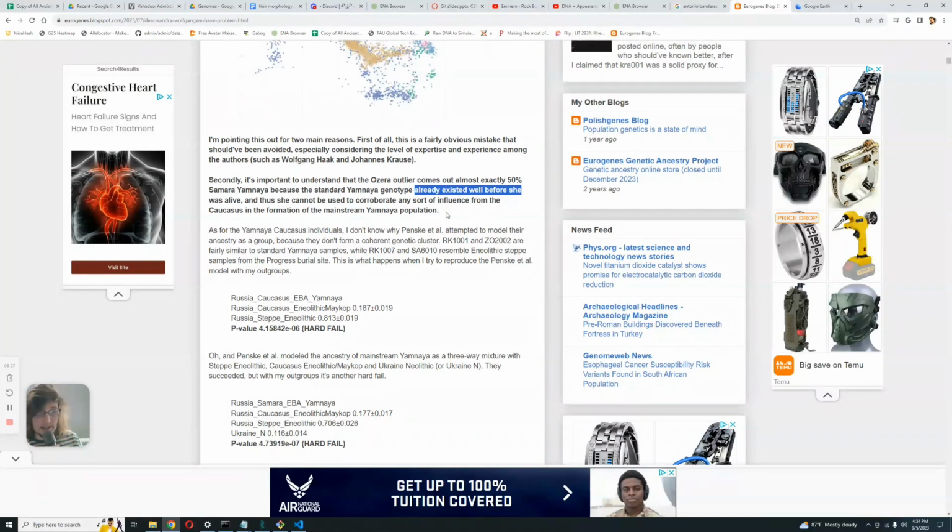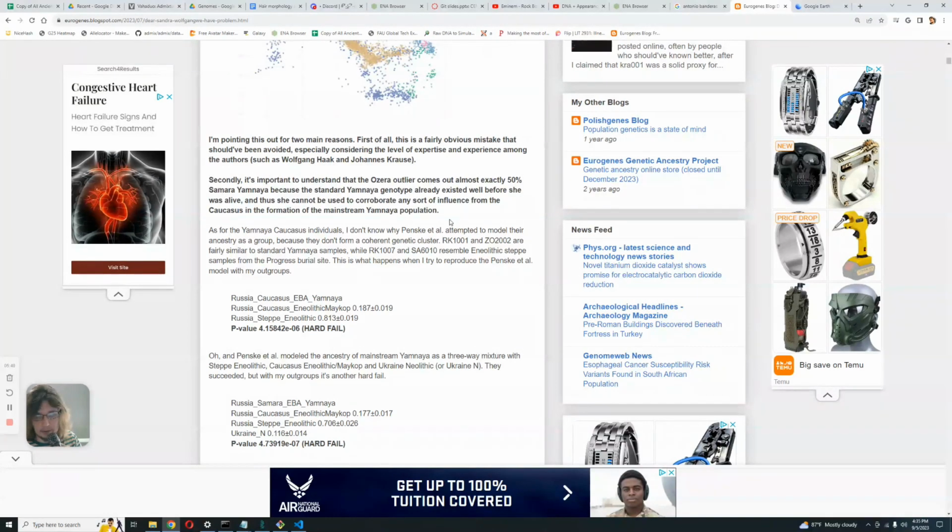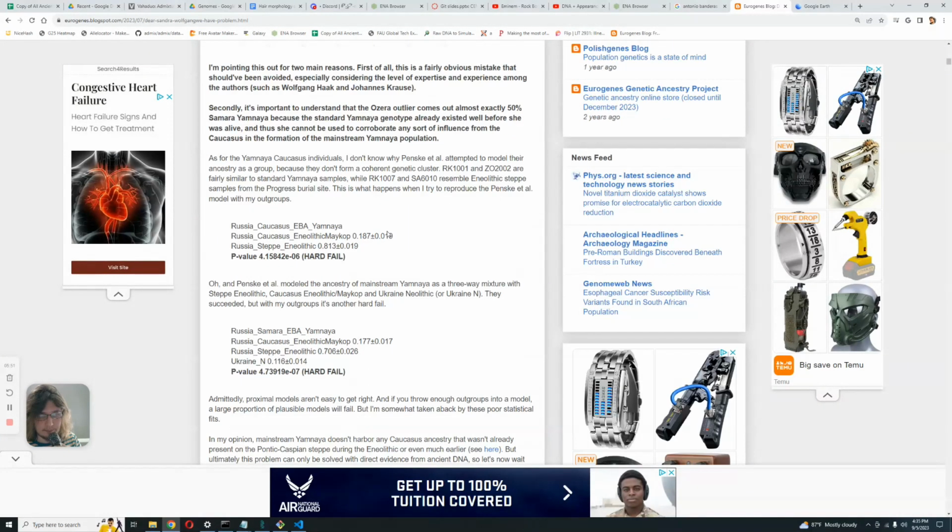Yes, this sample does come later. It does come later after the Eneolithic. It's not an Eneolithic sample, right? So trying to say that this sample is the way it is because of some kind of Eneolithic Maykop influence is just not right. It's not the case, because it's not an Eneolithic sample. It's a Bronze Age sample.